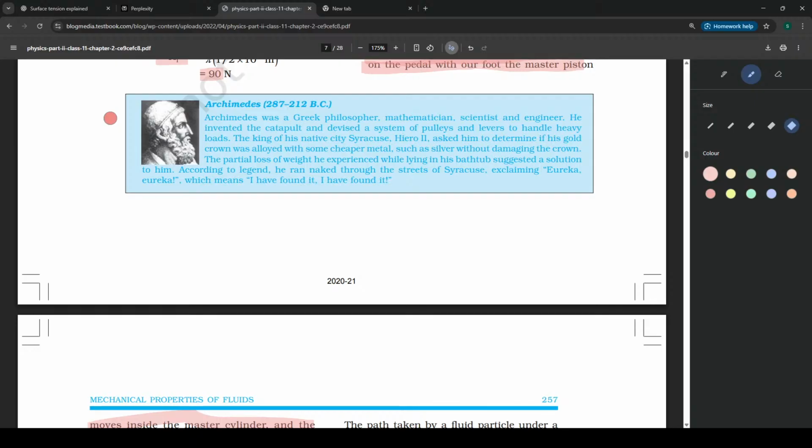The king of his native city, Syracuse, Hero II, asked him to determine if his gold crown was alloyed with some cheaper metal, such as silver, without damaging the crown. The partial loss of water he experienced while lying in his bathtub suggested a solution to him. According to legend, he ran naked through the streets of Syracuse, exclaiming, Eureka, Eureka, which means, I have found it, I have found it.